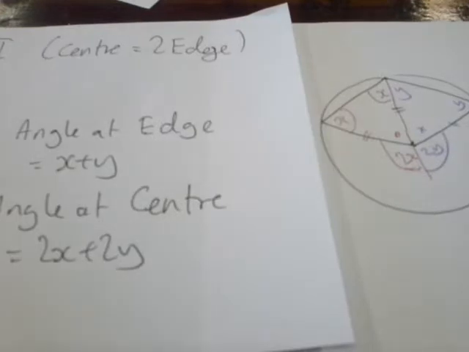But again, you can see that the angle at the centre has got to mean the one on the other side of the quadrilateral.